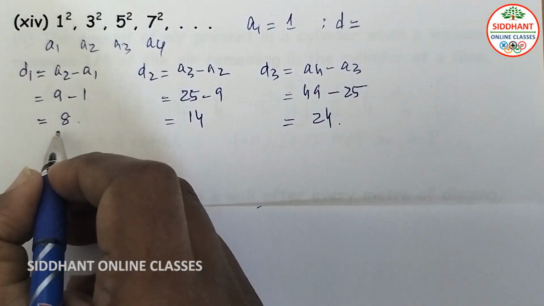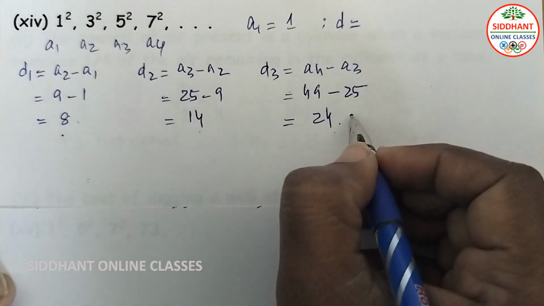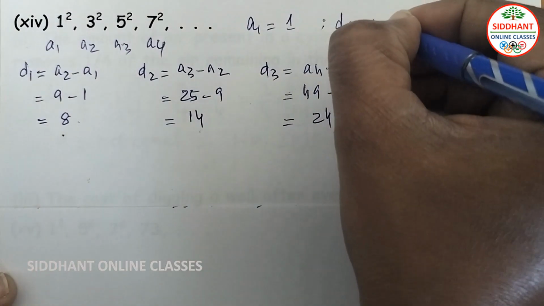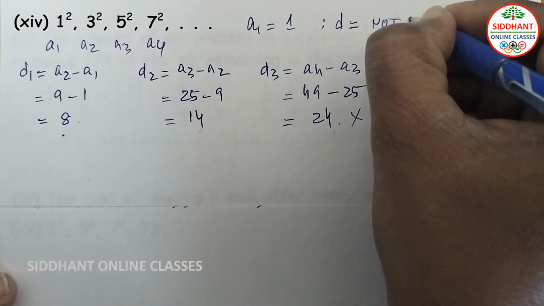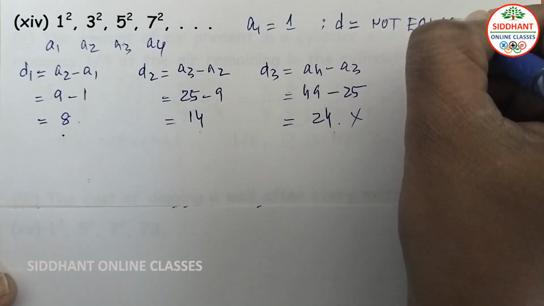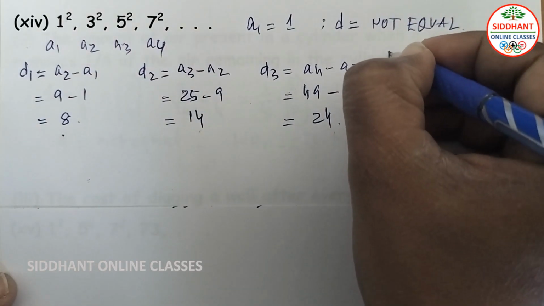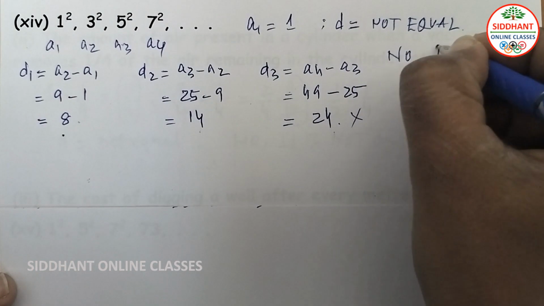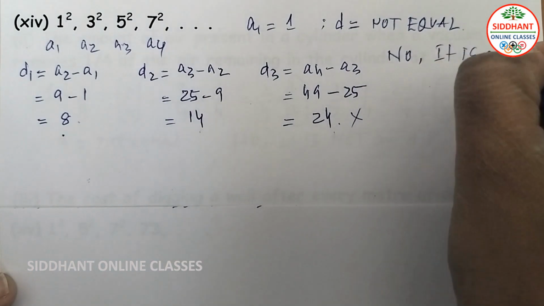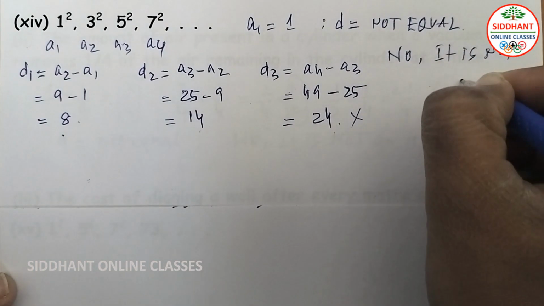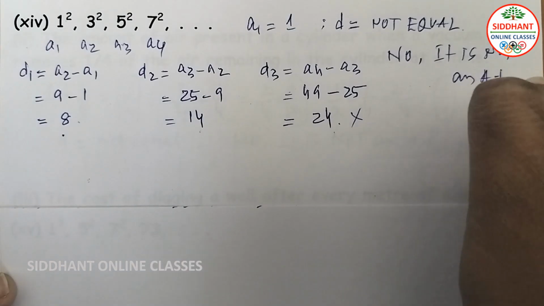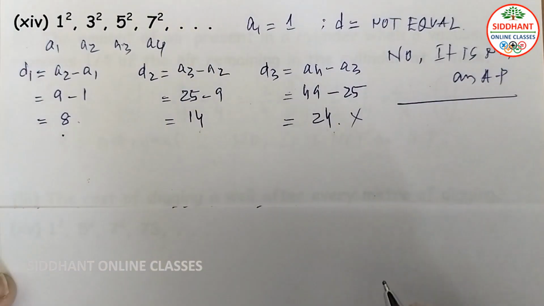Now when you look at D1, D2, D3, it is not common here. So D is not equal. D is not equal here. So we can say that it is not an arithmetic progression. No, it is not an arithmetic progression here.